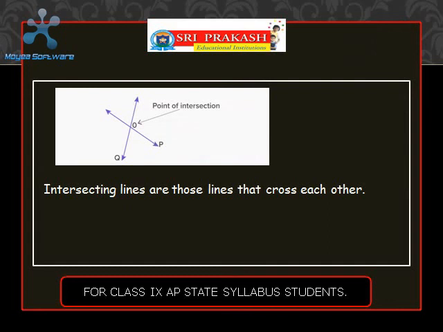Now, what are intersecting lines? Intersecting lines are those lines that cross each other. So, in the diagram it is shown two lines P and Q intersect at a point O, and that point is called the point of intersection. In the figure, two lines P and Q are intersecting at a point. What is the name of that point? O.